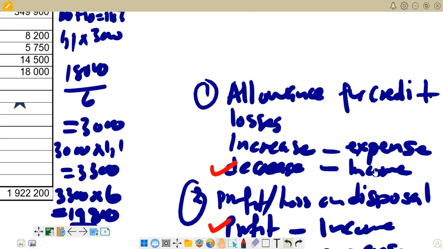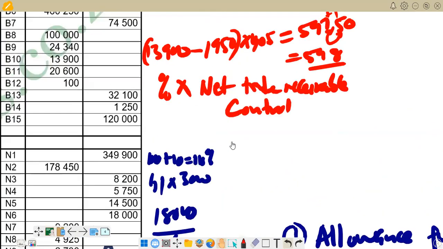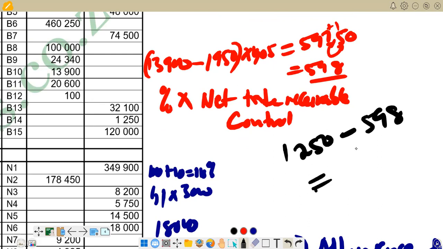So we are just going to find what amount of decrease we have there, so that we include it under income. To find that amount of decrease, we are just going to say 1,250 that we are given for last year minus the one that we calculated this year, 598. When you calculate that one, you are supposed to get 652. So this is the income that we are supposed to include under other income.